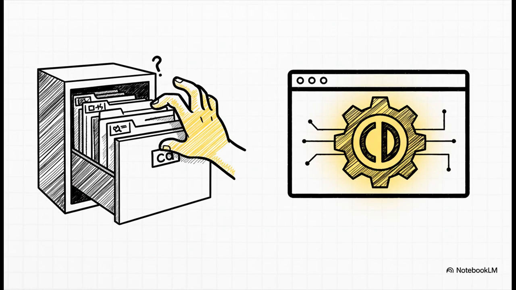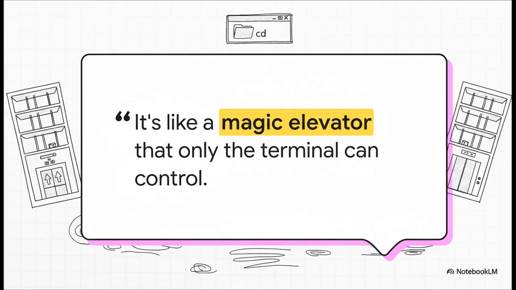The reason you get nothing back is because cd isn't some separate program file living on your computer. It's what's called a shell built-in. It's a fundamental power that is baked right into the terminal, the shell itself. And there's this great quote that really captures the idea perfectly. It's like a magic elevator that only the terminal can control. And it has to be this way. Think about it. cd changes the very state of the terminal, your current location. An outside program can't just reach in and change the terminal's mind. Only the terminal itself can change where it's located.